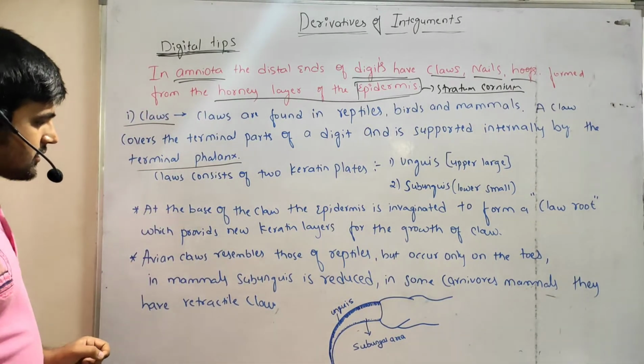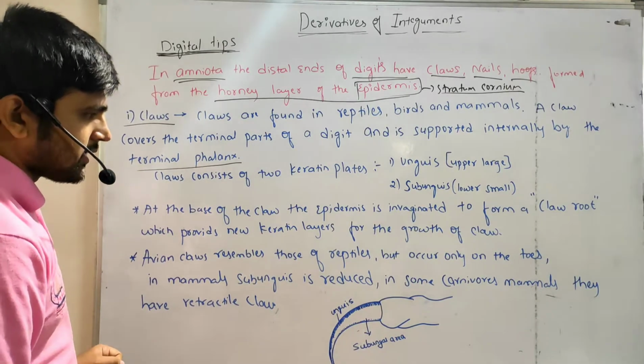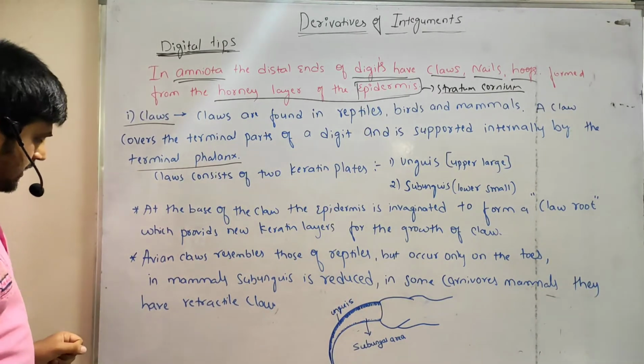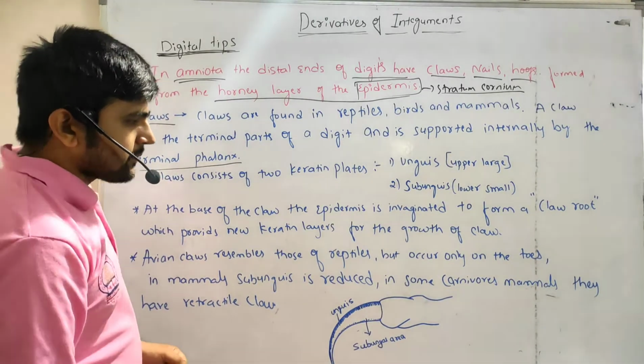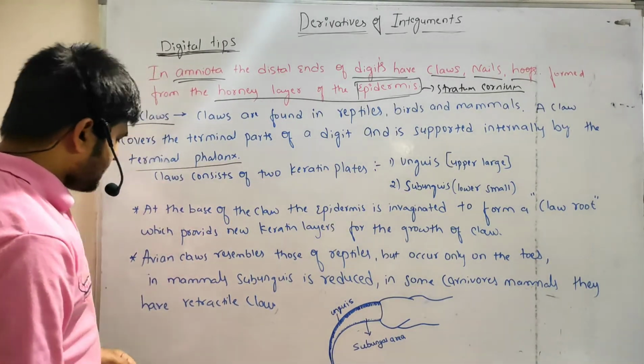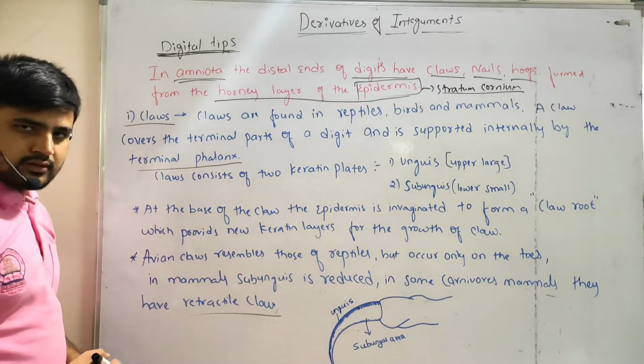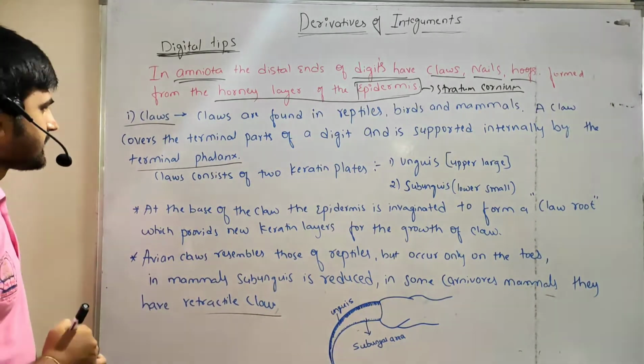Avian claws resemble those of reptiles but occur only on toes. In mammals, subanguis is reduced. In some carnivorous mammals, they have retracted claws. We will see one by one.